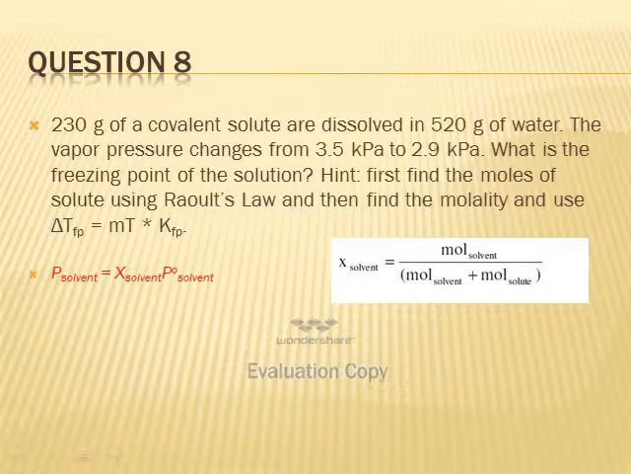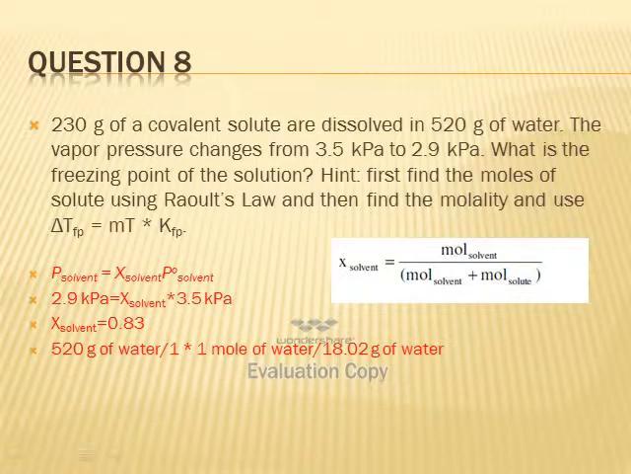So P solvent equals X solvent times P naught solvent. Let's plug in our given values for pressure and solve for X solvent. X solvent equals 0.83. Now we need the number of moles of the solvent. So let's divide our mass of water by its molar mass. The number of moles of water equals 28.86 moles. Now we can plug those values into the equation.